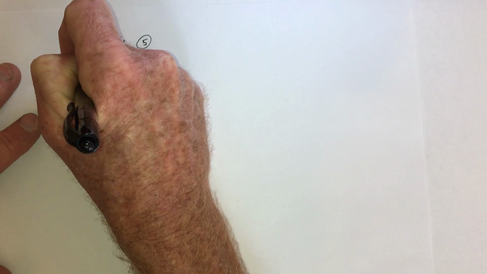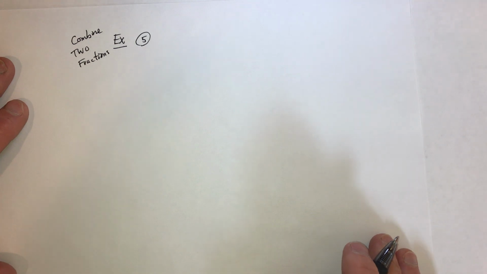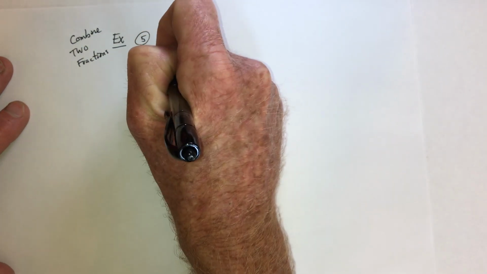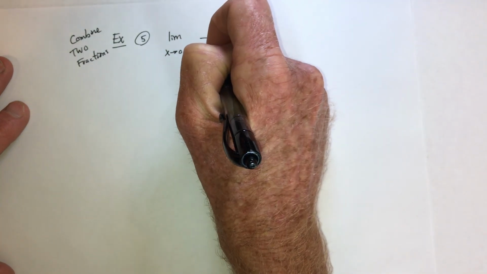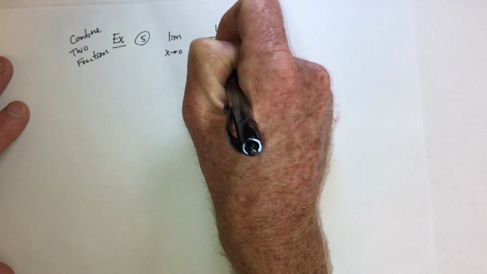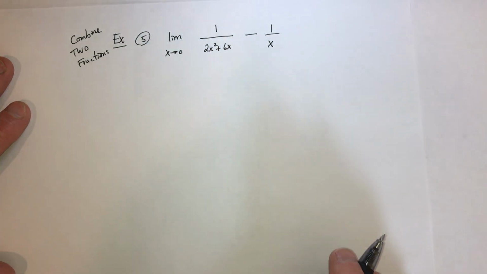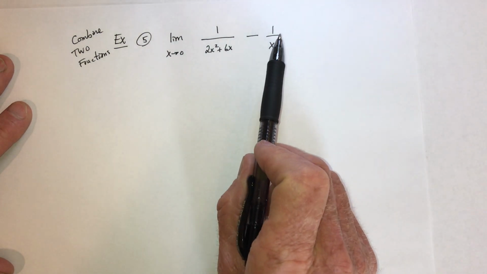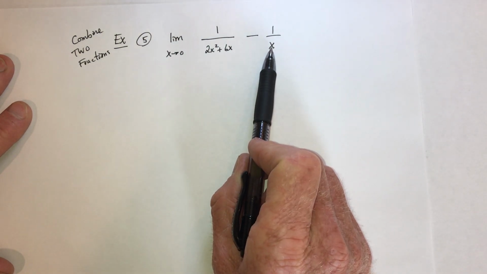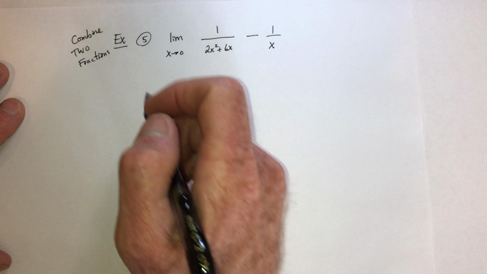And this is when you need to combine 2 fractions. So let's go with the limit as x approaches 0. The first fraction is going to be 1 over 2x squared plus 6x minus the other fraction is just 1 over x. And as you may have guessed, if you substitute a 0, that's going to cause division by 0. So we need to do algebra like get a common denominator.